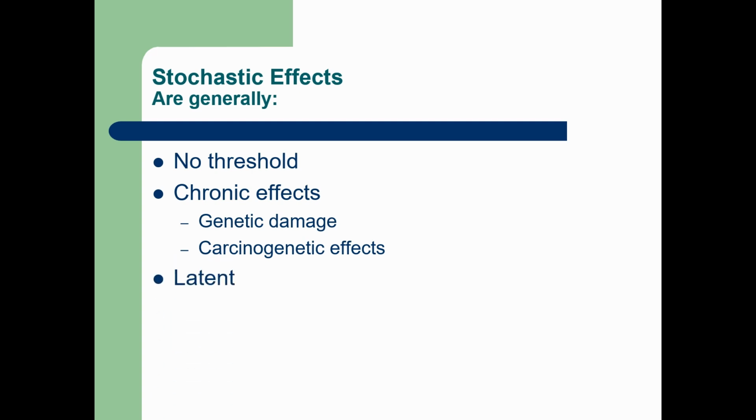Stochastic effects tend to have a latent period between the time of exposure and when the effect becomes noticeable. This latent period can be in the order of weeks or even years. In the case of genetic effects, the person being exposed is not the person being affected, and the damage may not show up in a population for multiple generations.